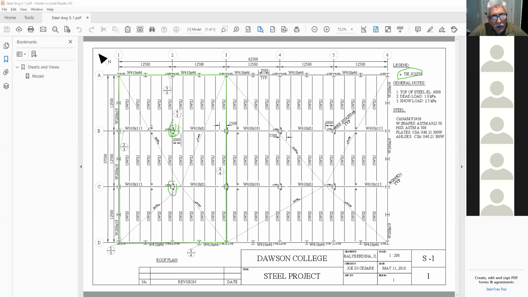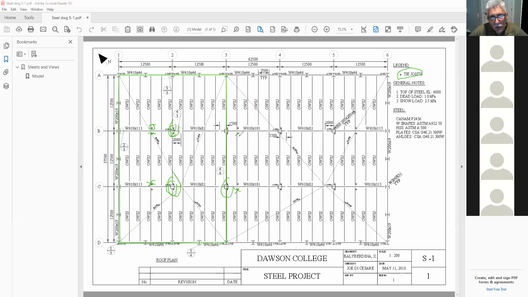Now remember that when we designed this Gerber system and we had tie joists, we were laterally supporting the girder because of the unbraced length. Well, this is wrong. For the girder you only have to supply it on one side. This is good for the column, but one of these is wrong. You don't have to put them on both sides for the girder, just one side.